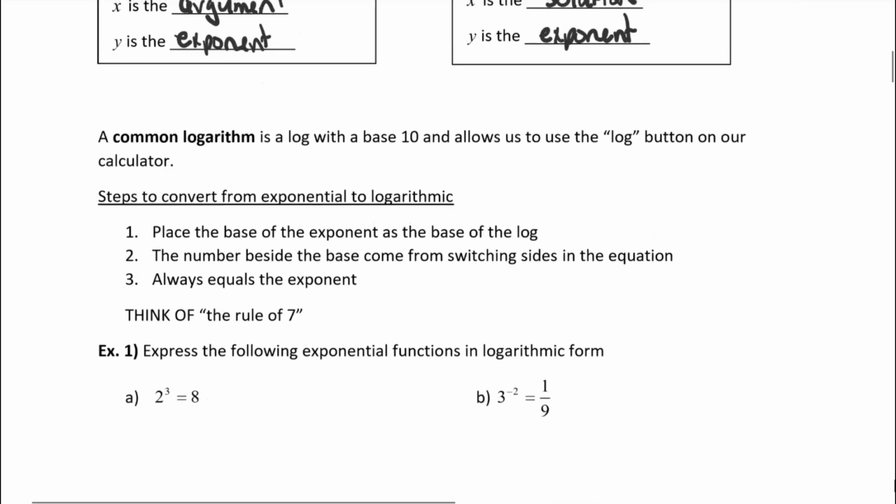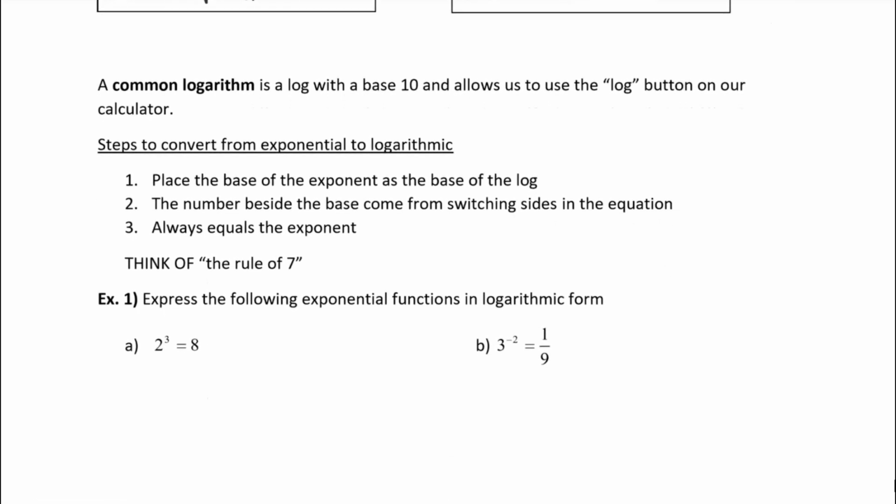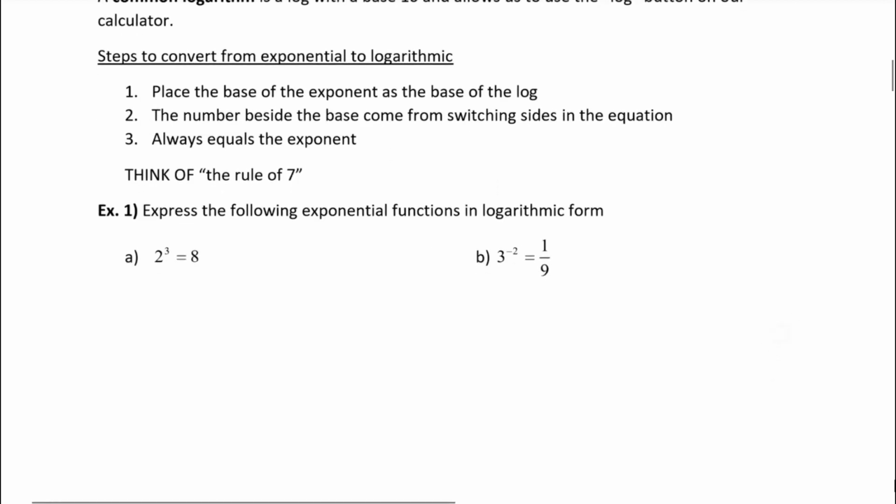All right, so a common logarithm is a log with a base of 10, and it allows us to use the log button on our calculator. So the steps to convert from exponential to logarithmic: you place the base of the exponent as the base of the log. The number beside the base comes from switching sides in the equation, and it always equals the exponent. Think of the rule of 7, all right?